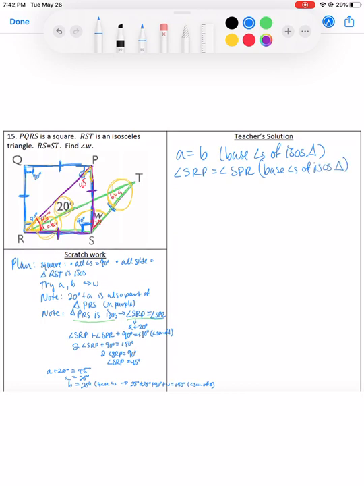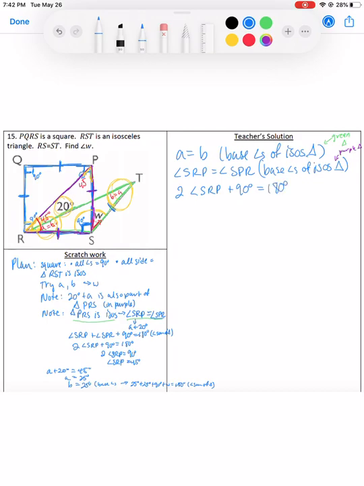Okay. Now this one's the green triangle right here. This one's the purple triangle right here. Okay, so we have to distinguish those. Okay, that you don't need to put in the solution, but yeah. So because SRP and SPR are equal, we can add them together. So we have two angle SRPs plus the 90 degrees is equal to 180 degrees.